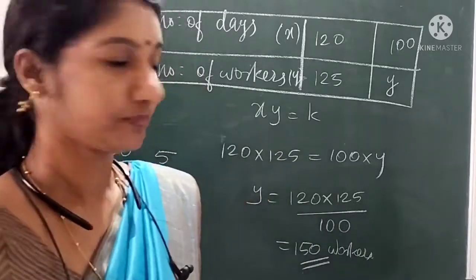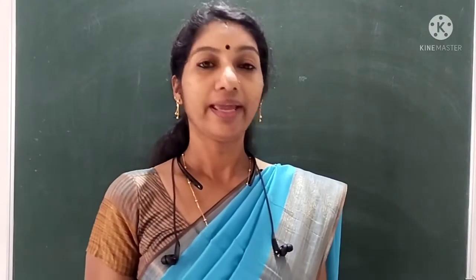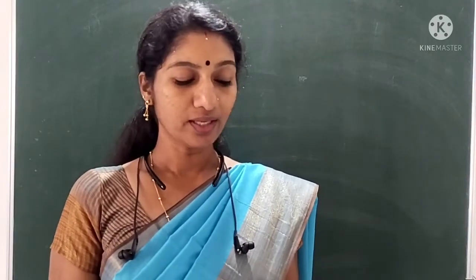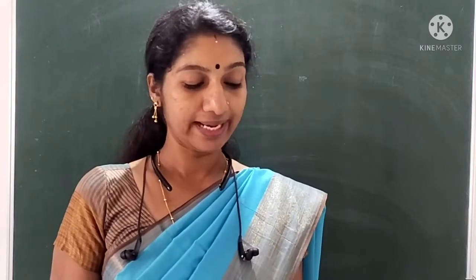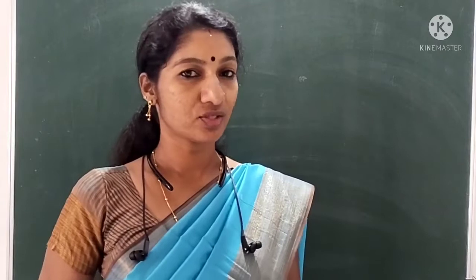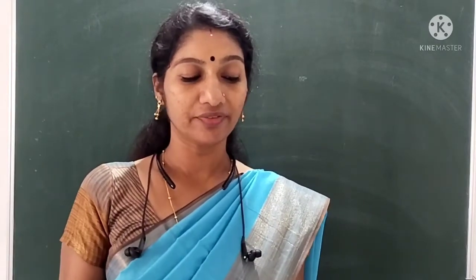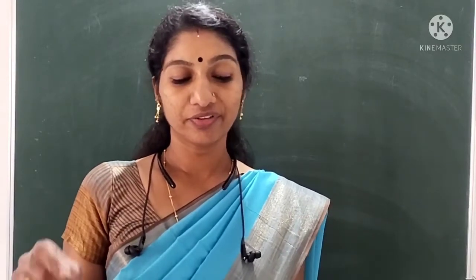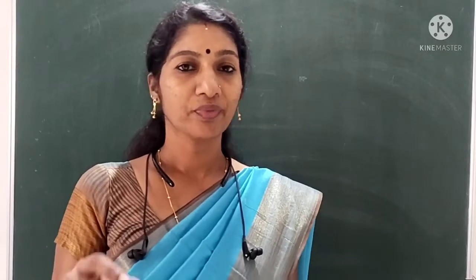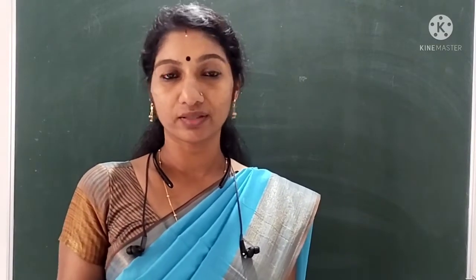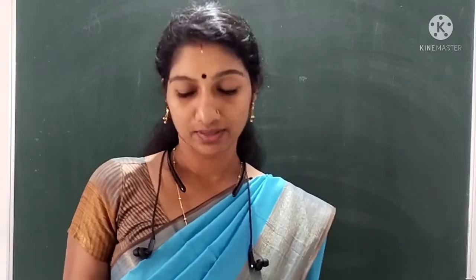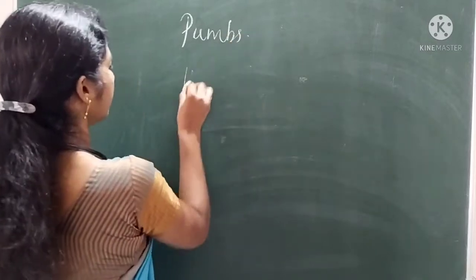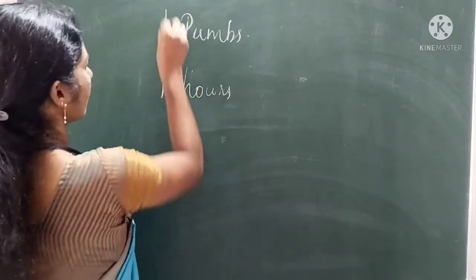One more question we can do. Question number 7 from the textbook. 8 pumps can empty a water tank in 42 hours. How many hours would 56 pumps take to do the same work? So you understood which are the two quantities. 8 pumps will empty the water tank in 42 hours, and how many hours will 56 pumps take? That is the question. So it's given two quantities: number of hours and number of pumps. Two quantities are the pumps and time, hours.